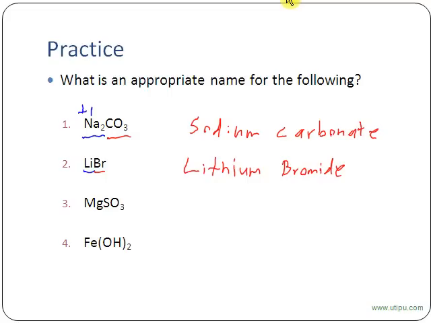Our next one, MgSO3. First thing, identify cations and anions. Cations are on the front, so Mg is your cation. SO3 is on the back, so that's going to be your anion. So Mg, is it a metal? Is the first question it asks on the nomenclature guide.